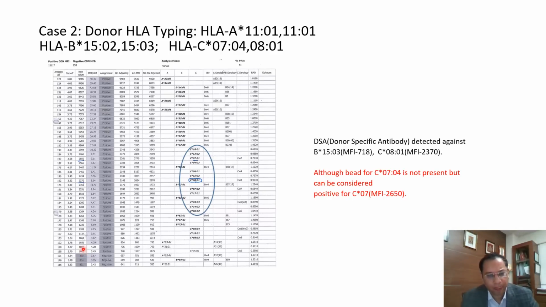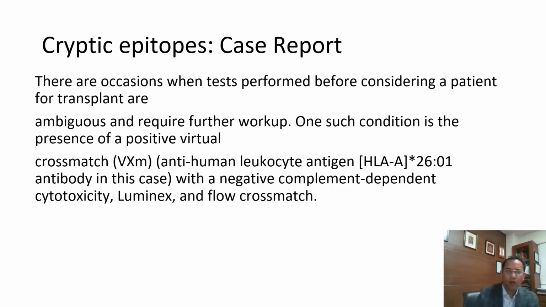The second thing I would like to say is C0704 is not present, but can be considered positive for C07 because all alleles are not represented. Here only C704 is there, which is not there in the bead assay. The third thing I want to highlight is cryptic epitopes.